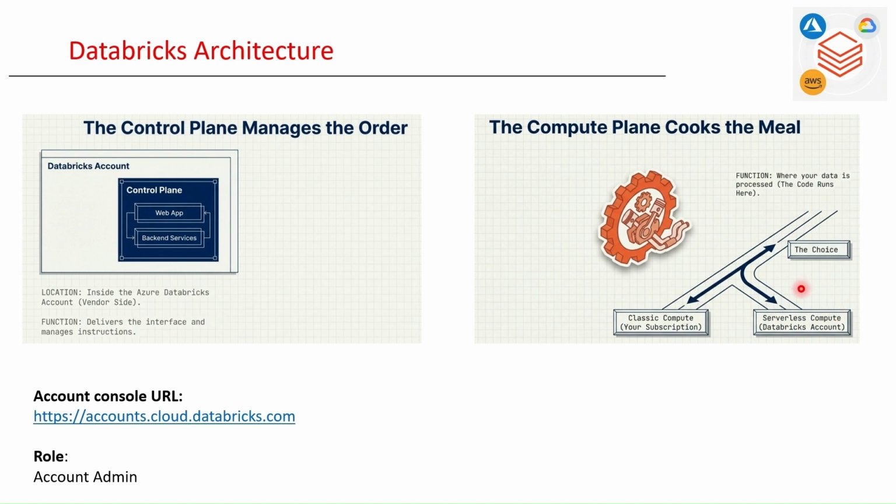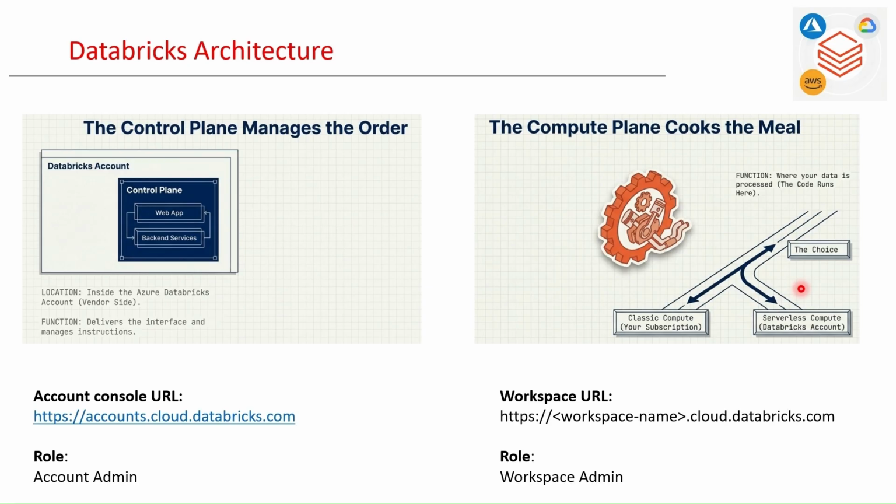I'll be creating a separate video in the upcoming videos explaining the architecture choices that you need to make, or the considerations that you need to take into account while deciding whether your company should go for classic compute or serverless compute. So the workspace URL can be accessed, and it looks something like this. And the role that you need in order to access your compute plane or your workspace is workspace admin.